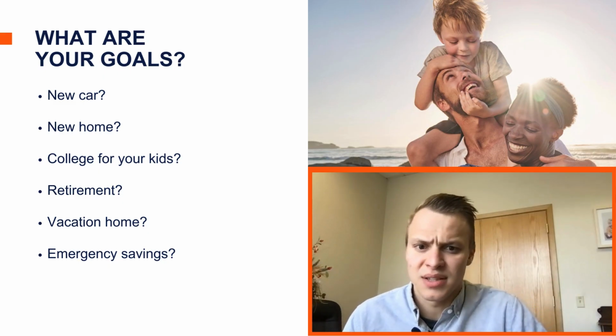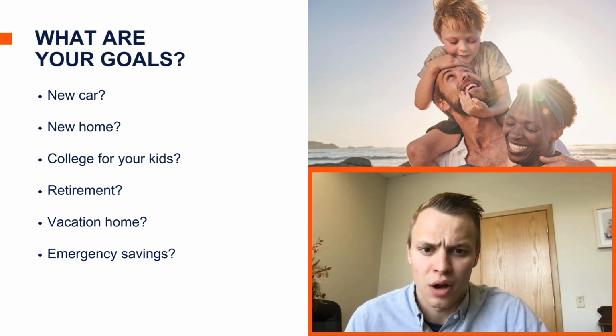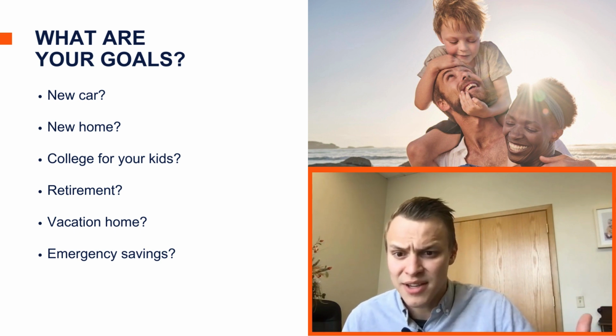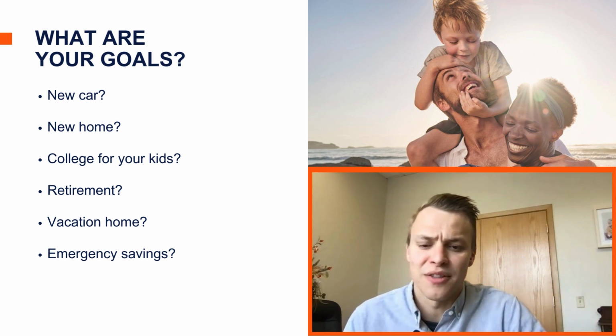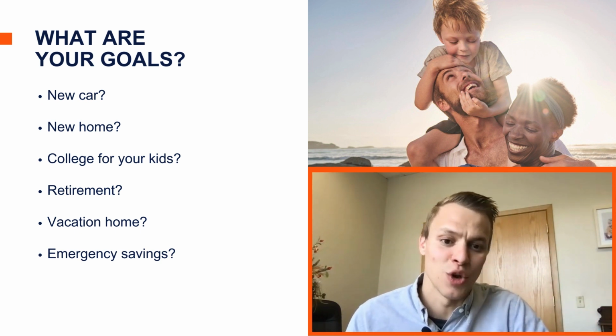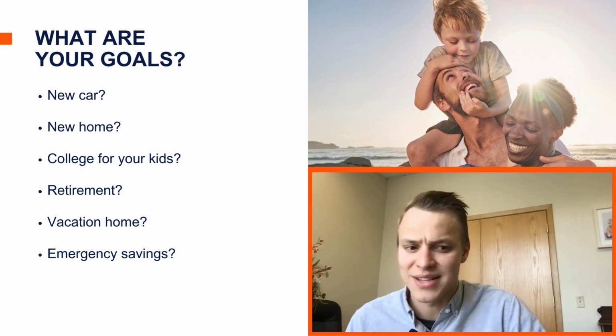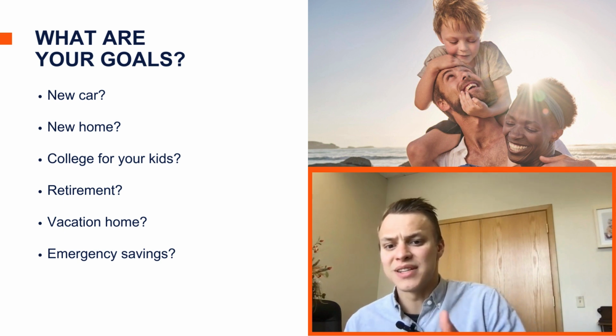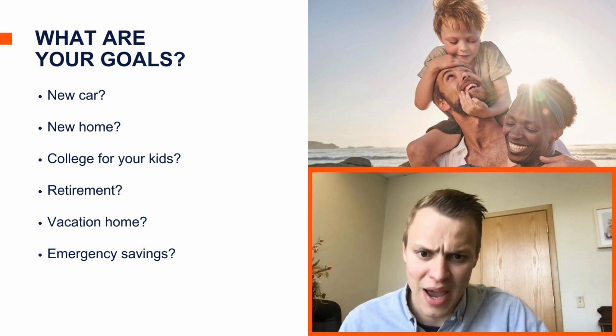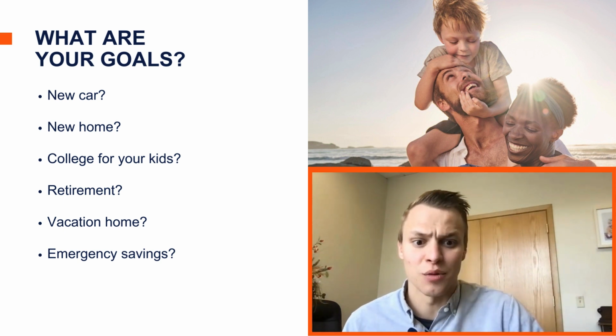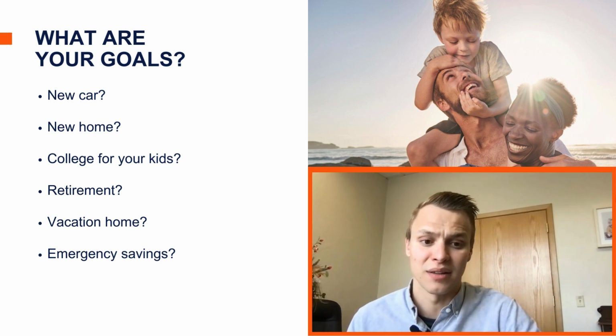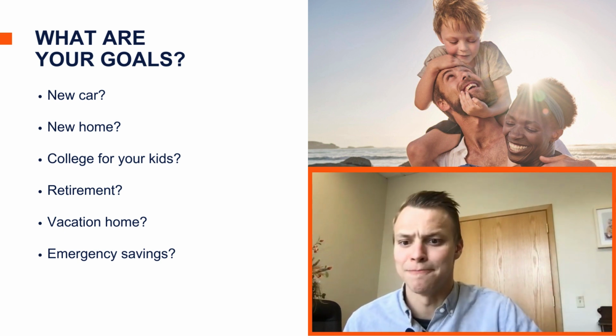Are your goals things like a new car, a new home, college for your kids, retirement, a vacation home, or just the emergency savings? Your goals and timelines are the biggest factors in how you allocate your money. Each goal must be considered for creating the appropriate asset mix. You also need to take your risk tolerance into account. You can set targets and then rebalance the portfolio periodically to adjust as needed.